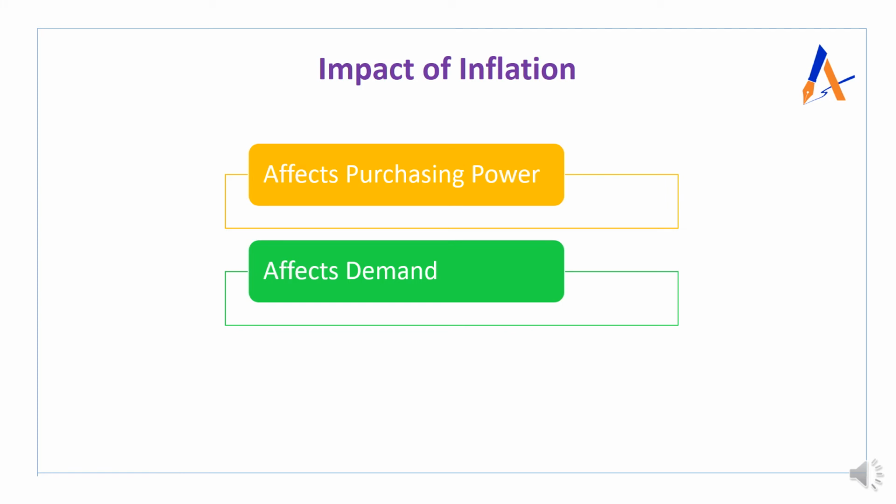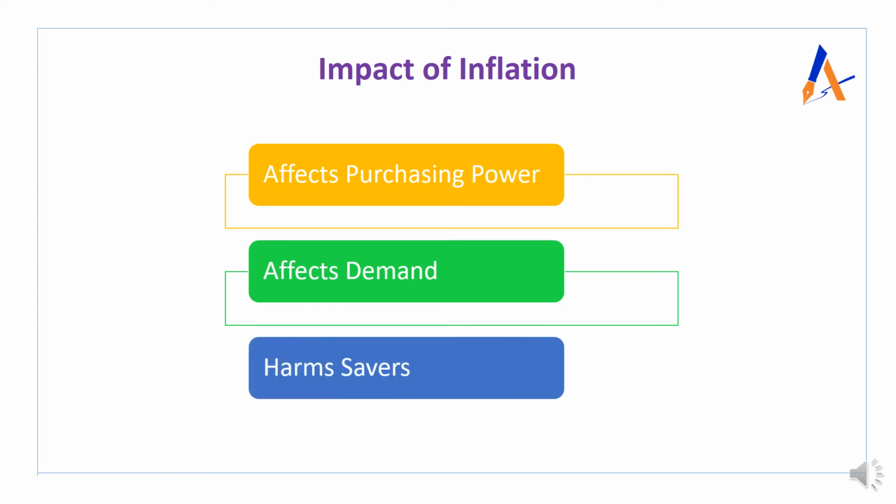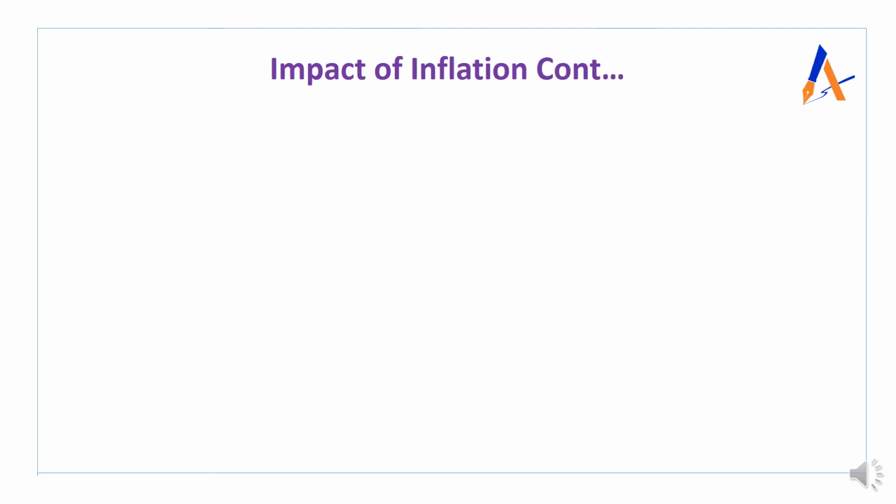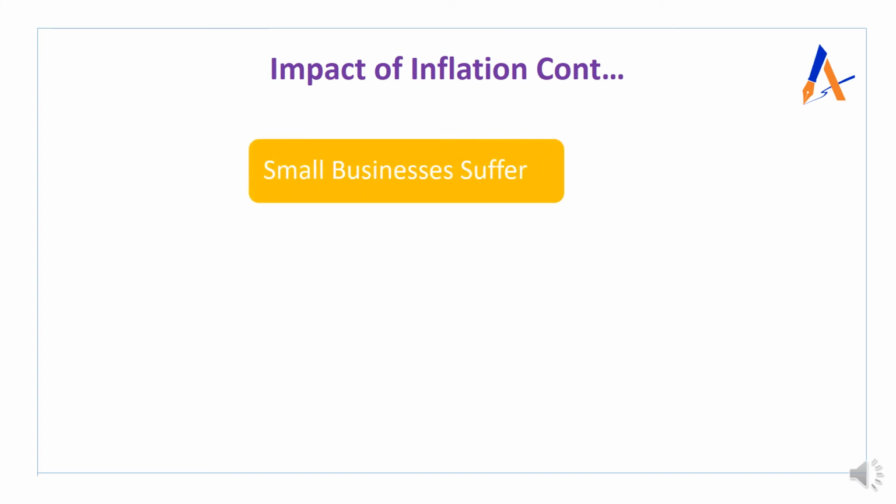If it is affecting demand, then credit mobility will be low. It harms the savers, the people who are saving money. If they are putting that money in the banks, it will reduce their saving rates. So for savers, when things are becoming costly, we use our savings to buy the commodities, so it harms savers. Next point, small business people, they suffer.